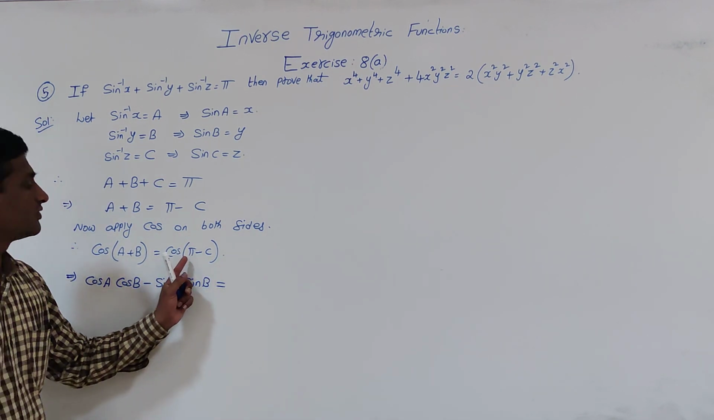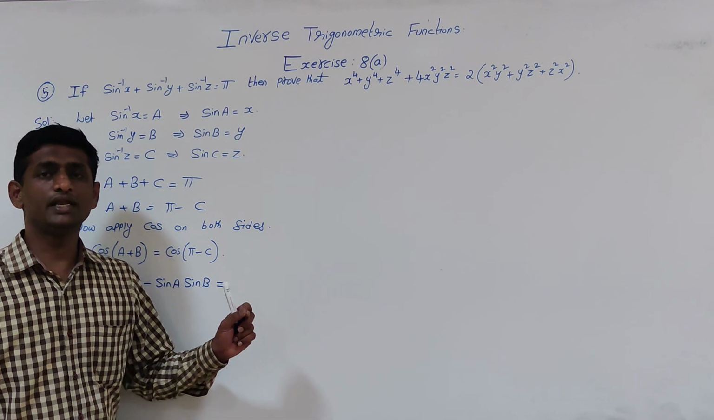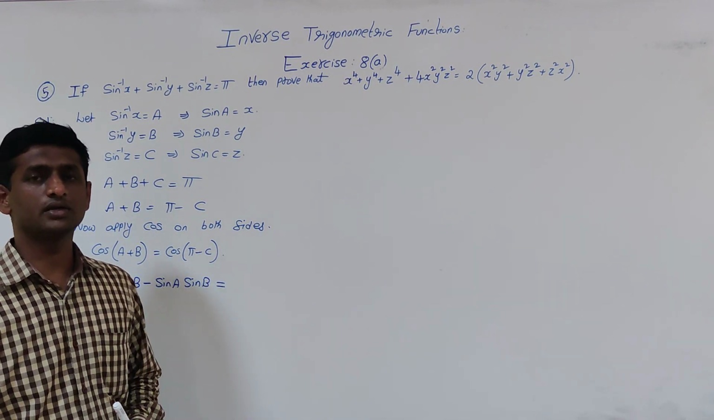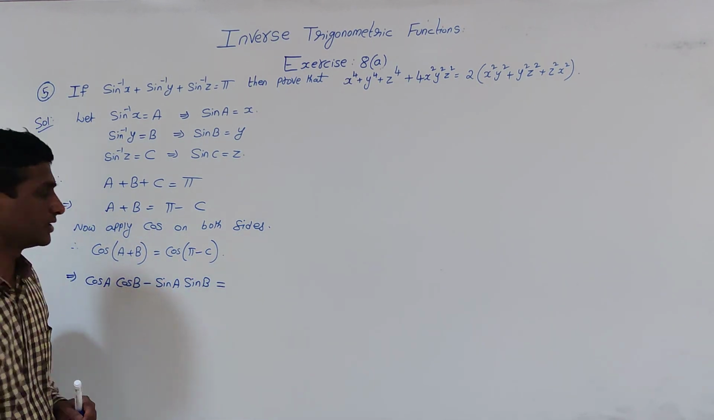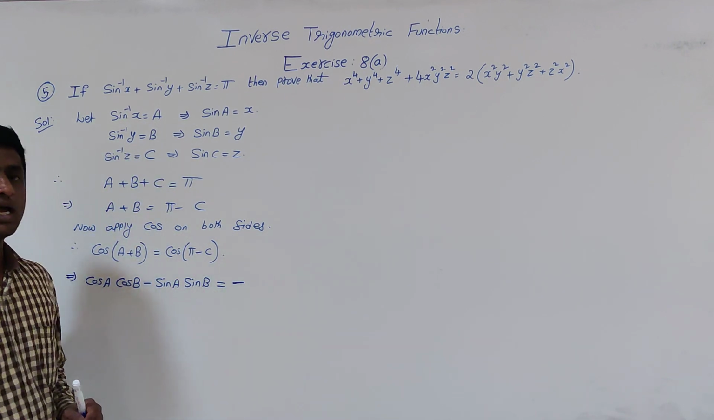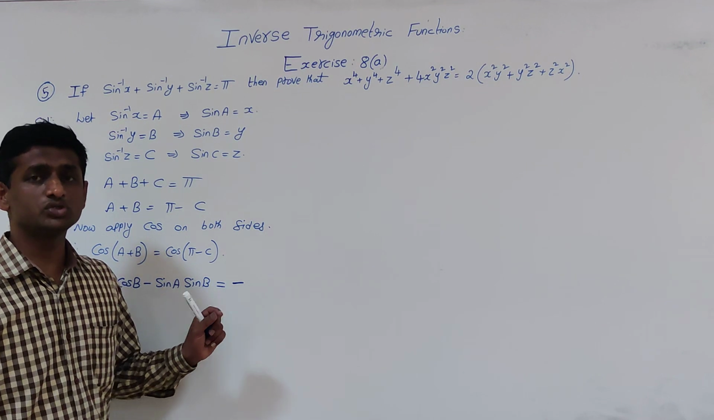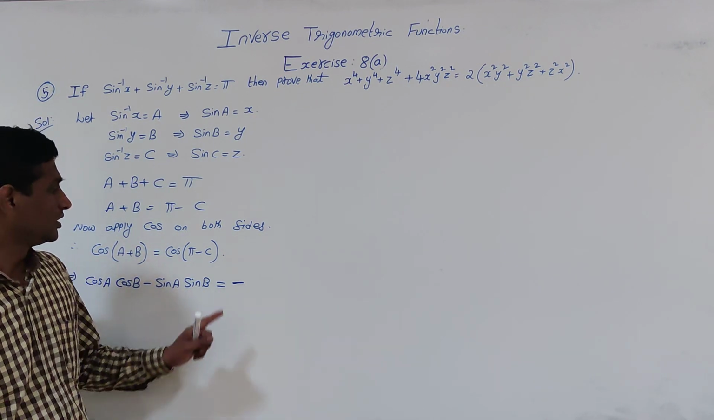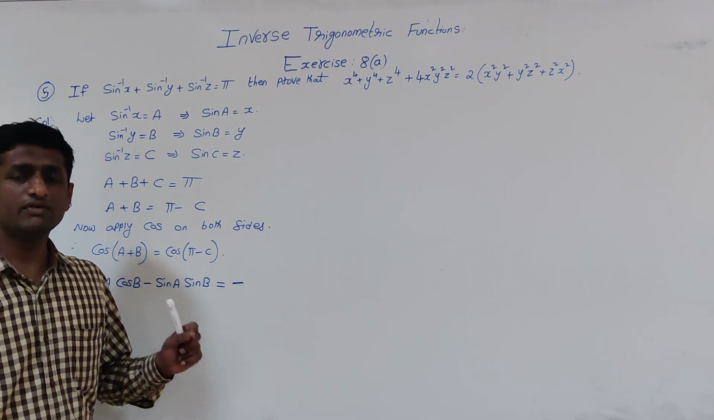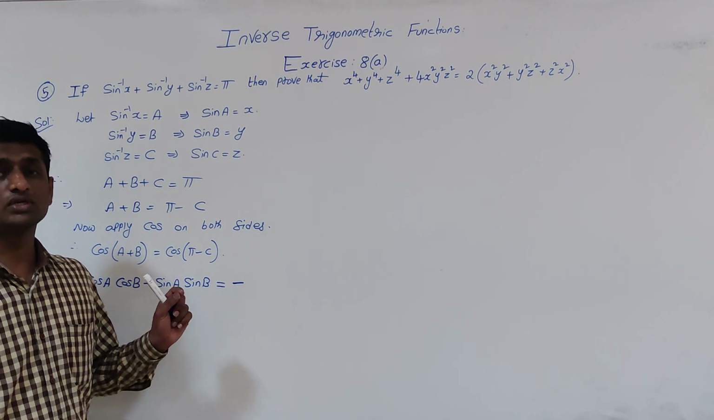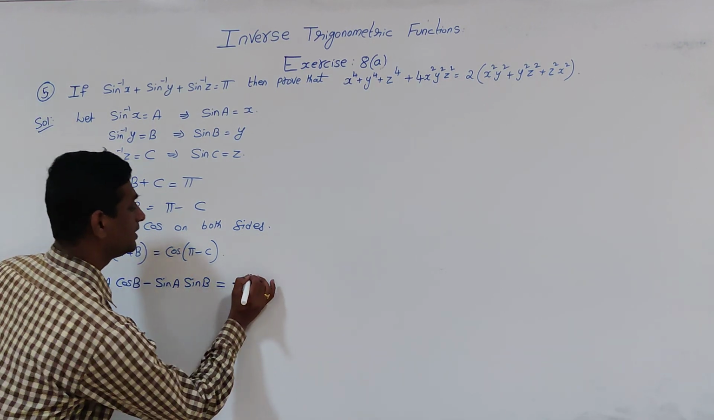What is cos of 180 minus theta? 180 minus theta lies in the second quadrant where cos will have a negative sign, minus, and we have to check whether the trigonometric ratio changes or doesn't change. So pi is an even multiple of pi by 2, so the trigonometric ratio does not change, so it will be cos C.